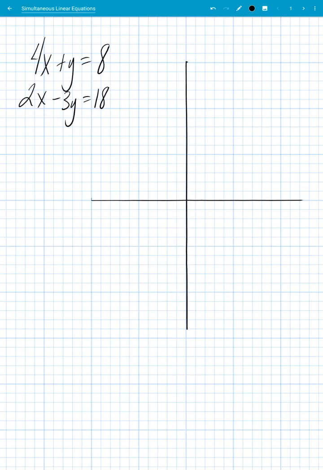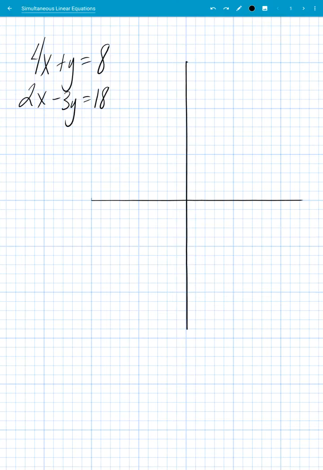Simultaneous means at the same time. So that means that we have two or more simultaneous equations. That means they're true at the same time. These are linear equations. Both of these are lines. This equation here is a line, and this equation here is a line. Now, we don't have them in slope-intercept form, but we could write them that way. Right now, they're in ax plus by equals c form, standard form.